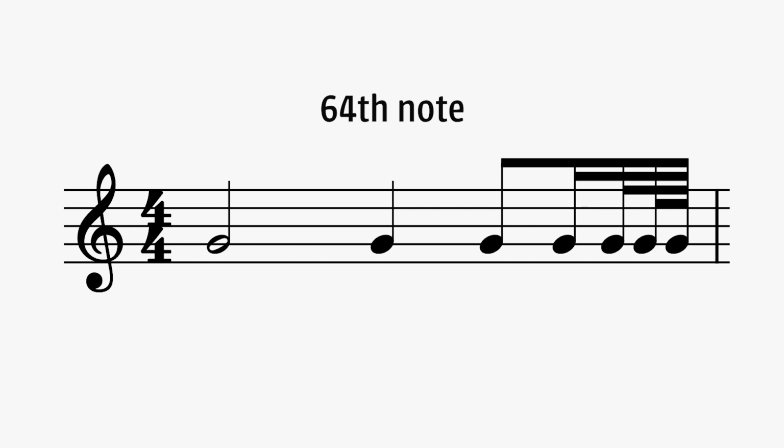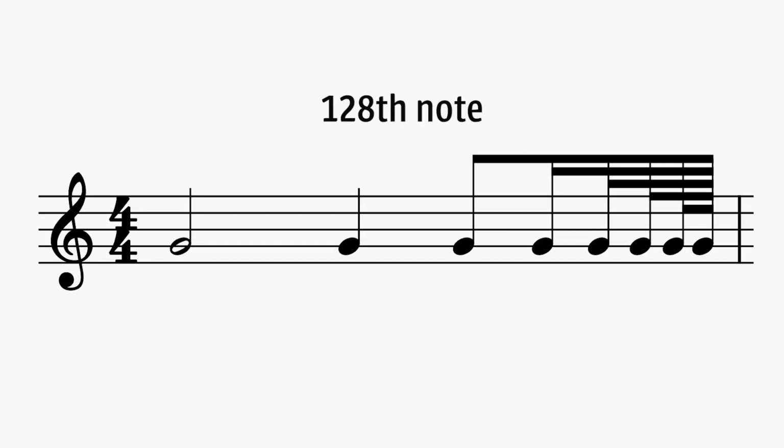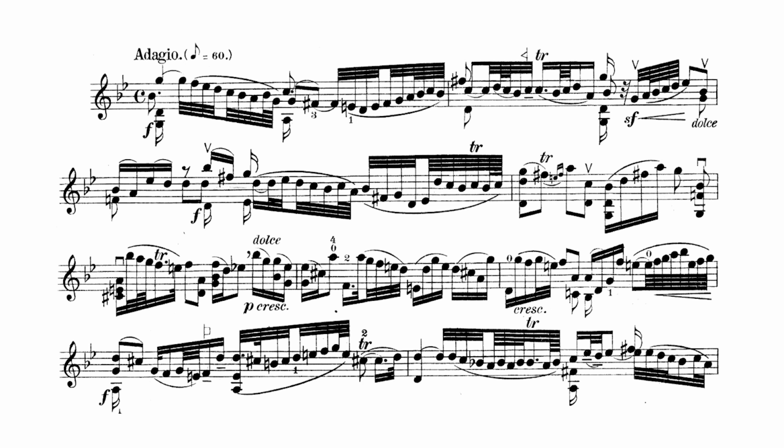We could hypothetically keep going down the list, getting smaller and smaller note values and adding more flags, but at some point it becomes totally unrealistic for anyone to write or perform those rhythms. So you're going to see some note values as small as 64th notes or even 128th notes, but that's not very common. Most composers will opt for larger note values that are a lot easier to read.